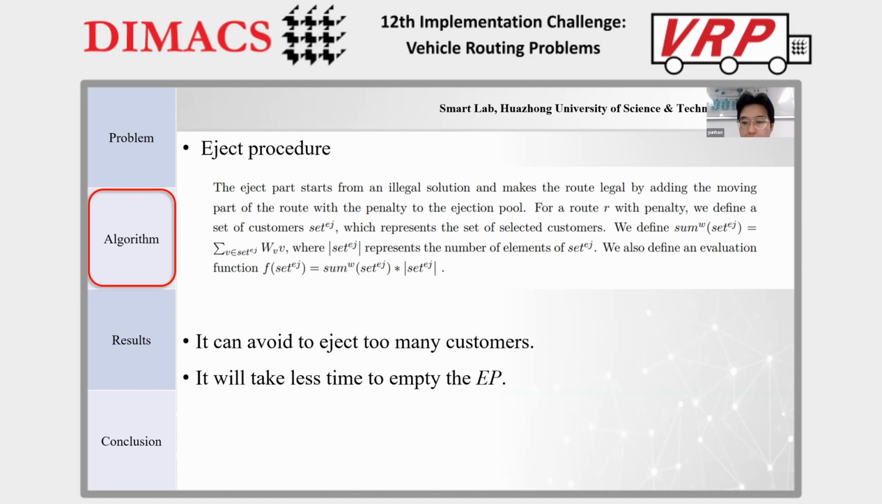We also define an evaluation function f. It is the sum of weights of set EJ multiplied by the size of set EJ. The set of customers selected for ejection should minimize the value of the f function. There are 2 benefits. Firstly, it can avoid ejecting too many customers, and then it will take less time to empty the EP.